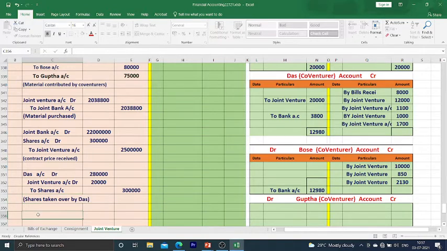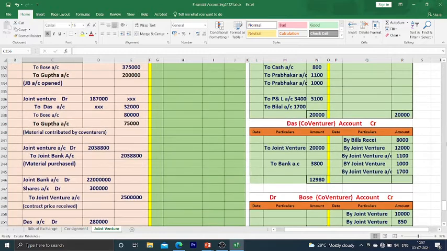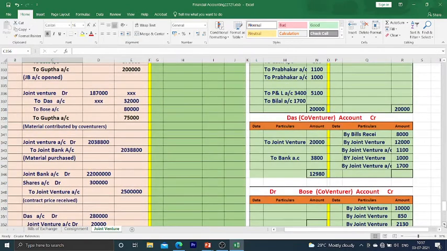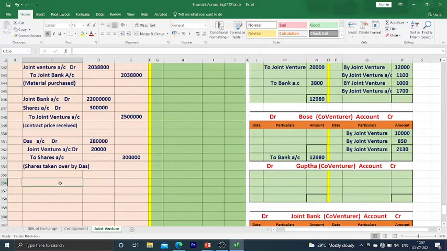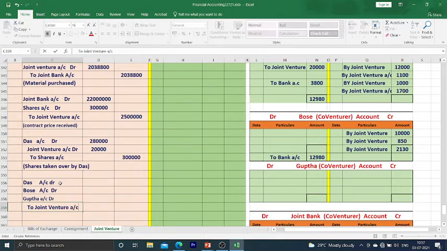Now the unused material was taken by three partners, three co-venturers. We will check with their amounts. First, we will pass the general entry. Das account debit, Das account debit, Gupta account debit, to joint venture account. Here we will find their amounts which are taken.